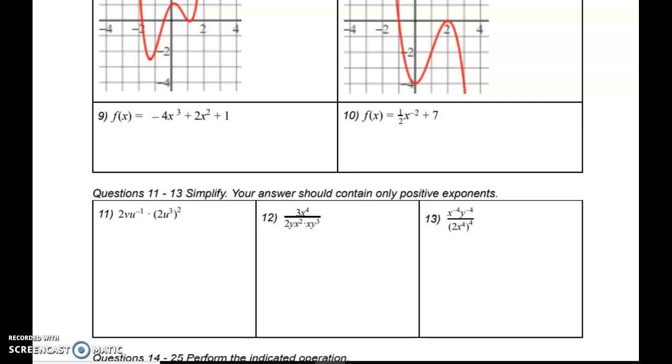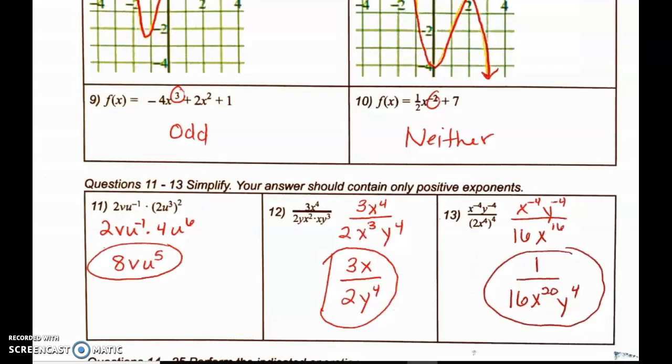If you distribute exponents, you multiply. So give 11 through 13 a try. Press pause. When you press play again, the answers will be revealed. All right, here are your answers to 11 through 13. I kind of showed my steps, or I tried to.